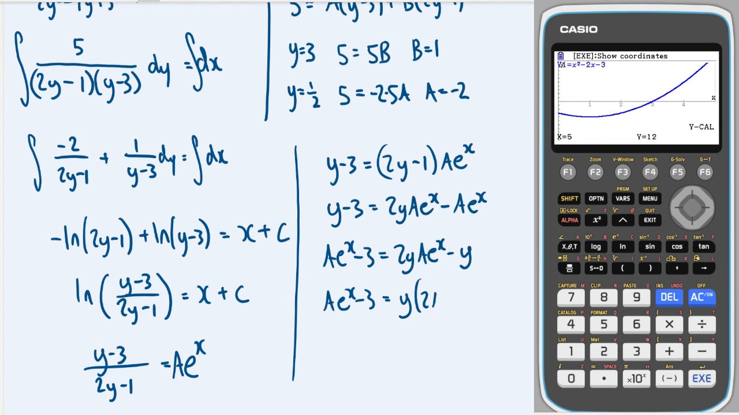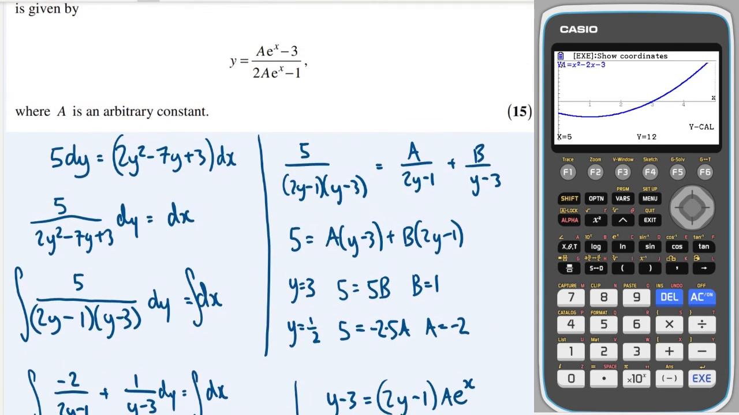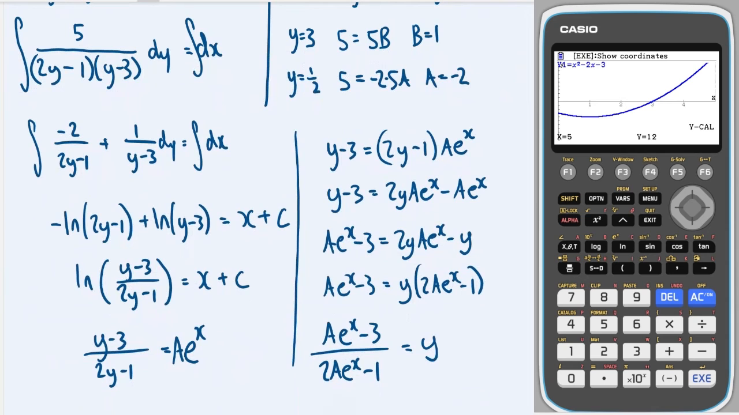Now all the y's on the same side, I can take out a factor, which gives me y times 2a e to the x minus 1. Then I can divide through. So I'm going to get a e to the x minus 3 over 2a e to the x minus 1. And that's going to equal y. Perfect.